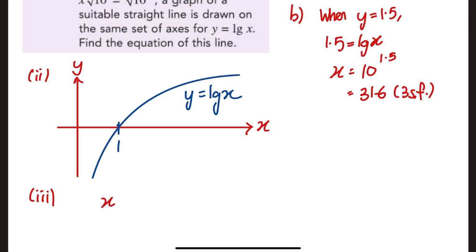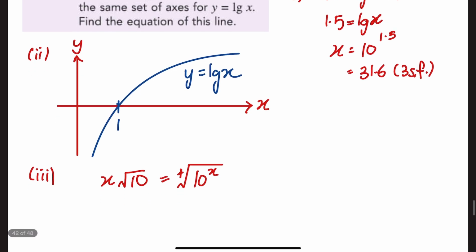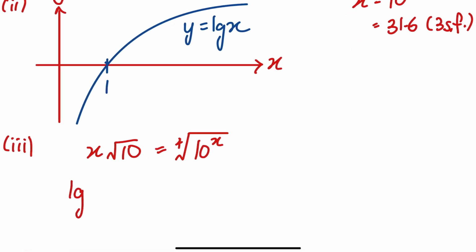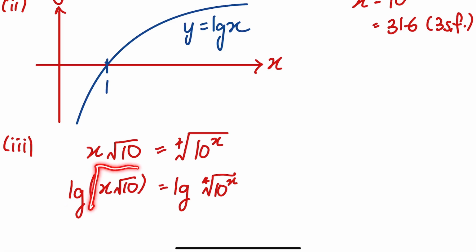equals the 4th root of 10 power x. To make life easier, what I can do is take log on both sides first. Why do I want to do that? Let's explore what we can do with log. If I take log on both sides, this is log of x times root 10 equals log of the 4th root of 10 power x. Because of this log here, I can now split apart this term.